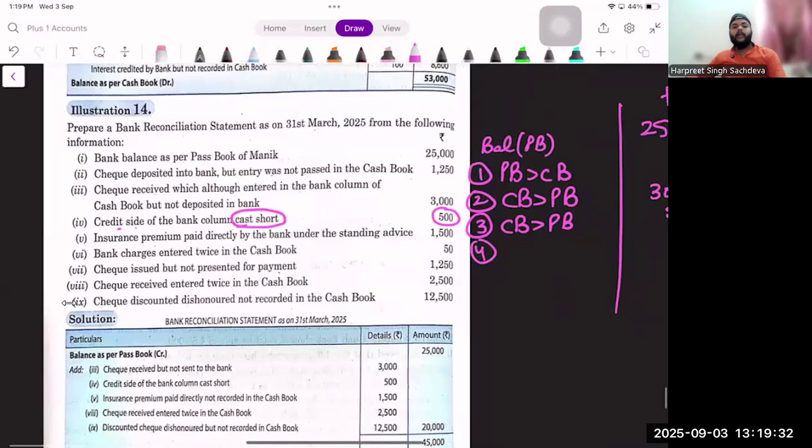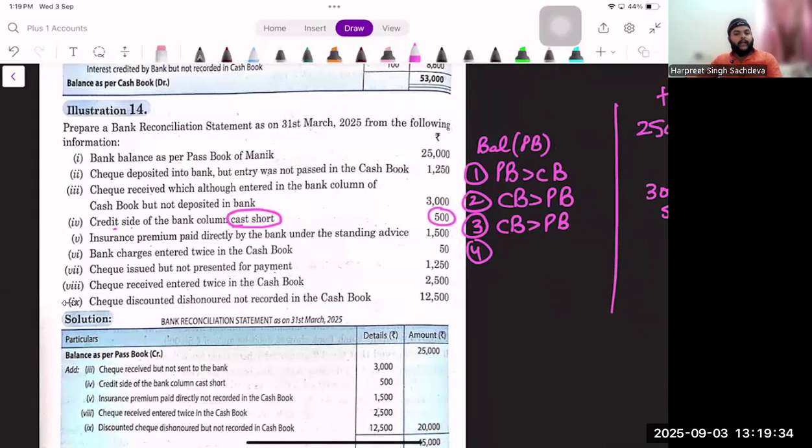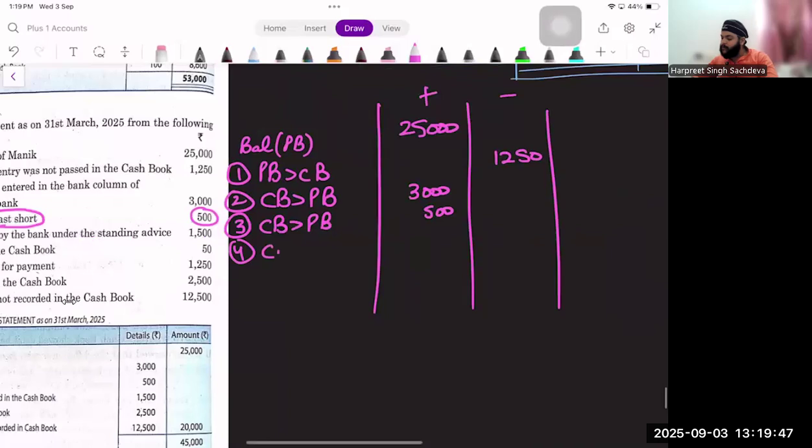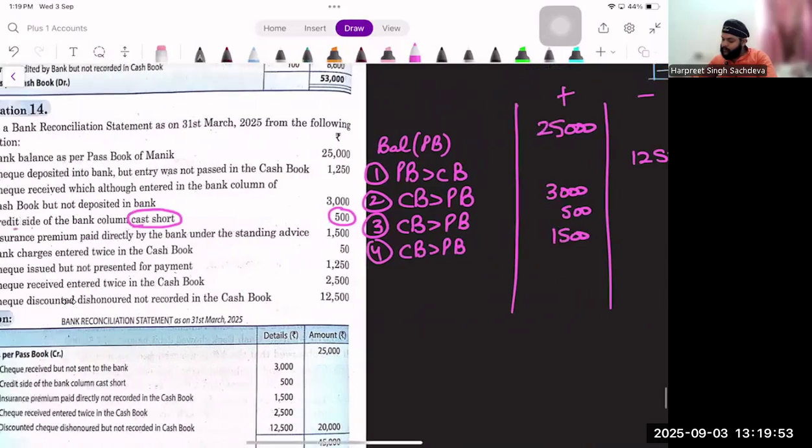Next one. Insurance premium paid directly by the bank under the standing advice. Insurance premium paid directly by the bank under standing advice means passbook has paid something, cash book doesn't know. So cash book is again greater than passbook by rupees 1500. Next point.